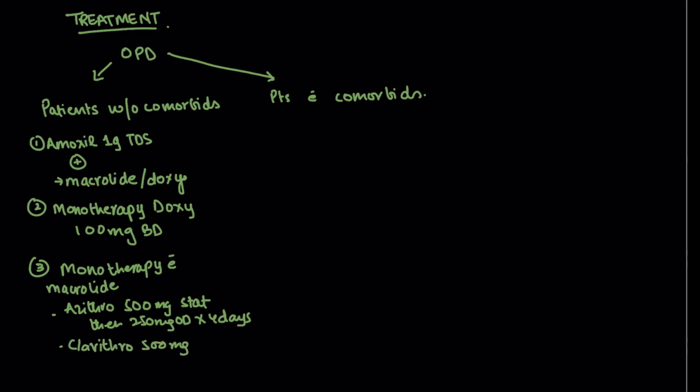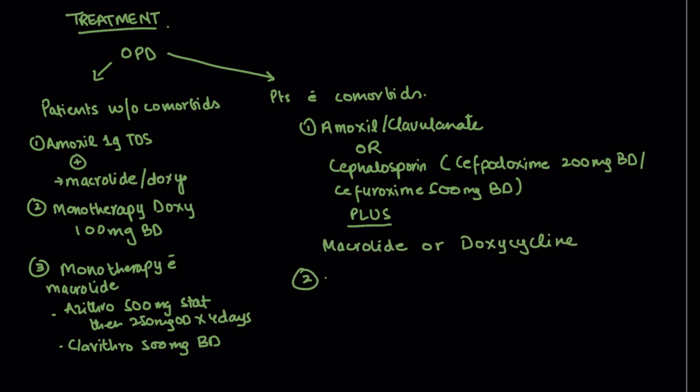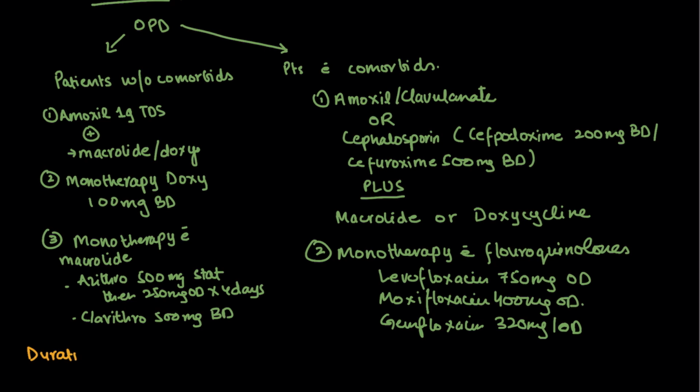OPD treatment for patients with comorbids is to either give a beta-lactam with doxycycline or a beta-lactam with a macrolide. Beta-lactams include amoxicillin clavulanate, or certain cephalosporins like cefpodoxime and cefuroxime. The second option is to give a respiratory fluoroquinolone alone, and these include levofloxacin, moxifloxacin or gemifloxacin. The duration of therapy is usually limited to 5 days. However, it depends on the clinical condition of the patient and it may be extended up to 7 days.